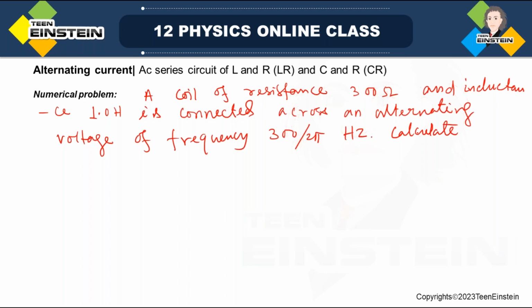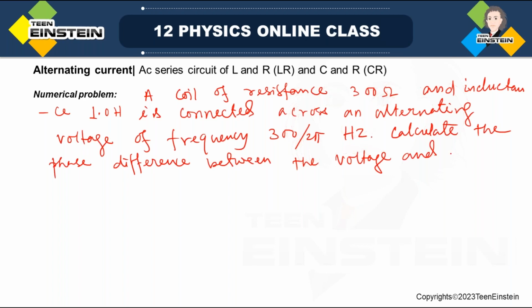We had solved a problem when the phase difference was given. Now you have to find out the phase difference between the voltage and current. Okay, so this is what we have to do. So what are the things given? R is given 300 ohm, L is given 1 Henry, and frequency f is given 300 by 2 pi hertz. We have to calculate the phase difference.